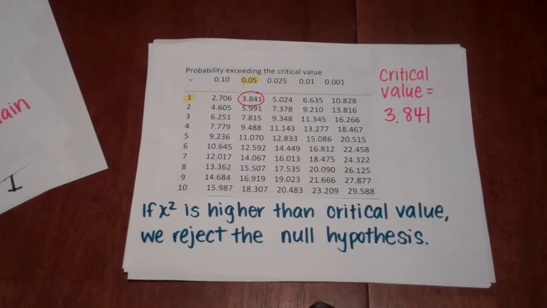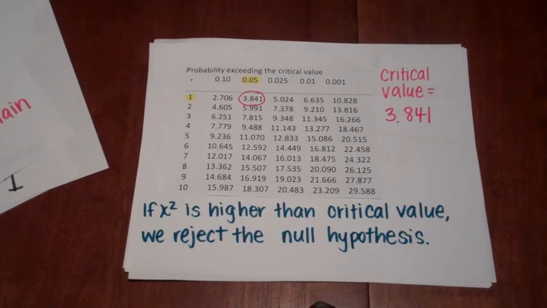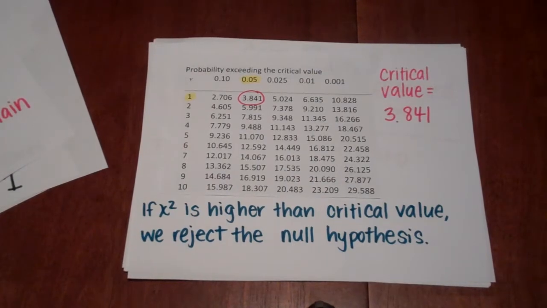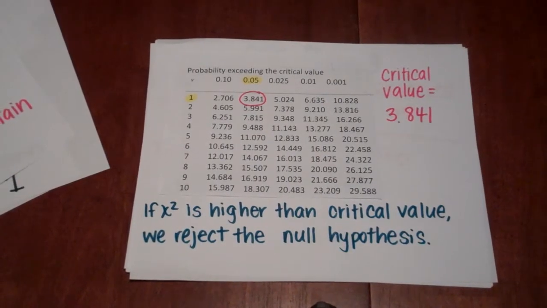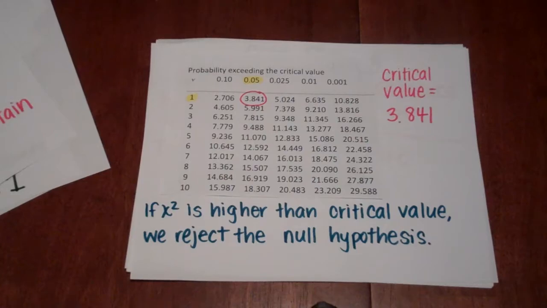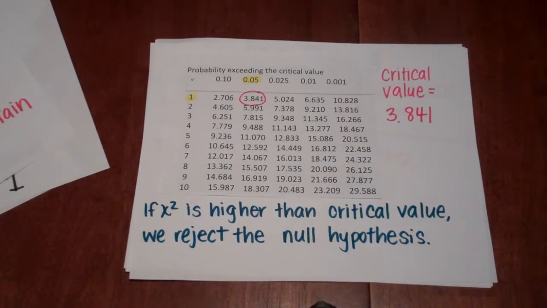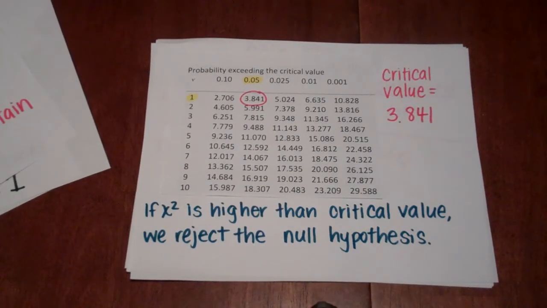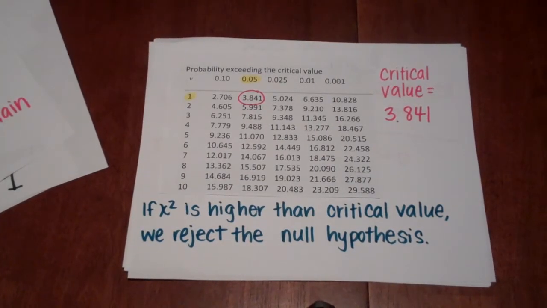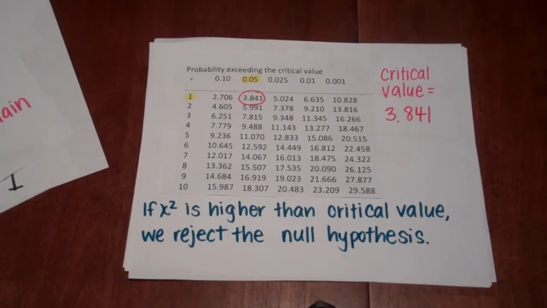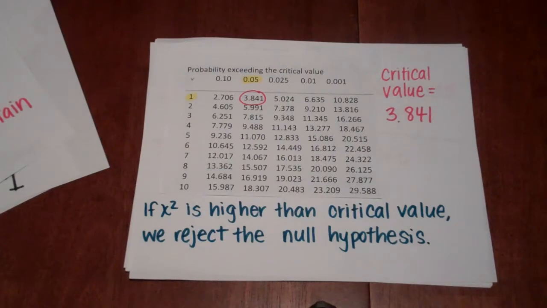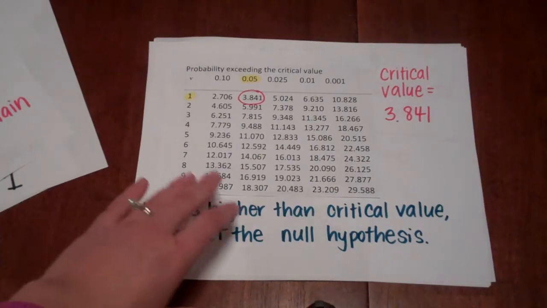In the case of our coin flipping, our degrees of freedom was 1, and we line that up with the 0.05 column to find our critical value, which is 3.841. When you calculate chi-square, if you get a number higher than 3.841 for this experiment, then you reject your null hypothesis and propose that there is something other than chance that is causing us to get more heads than tails. If you don't exceed the critical value, then you accept the null hypothesis.